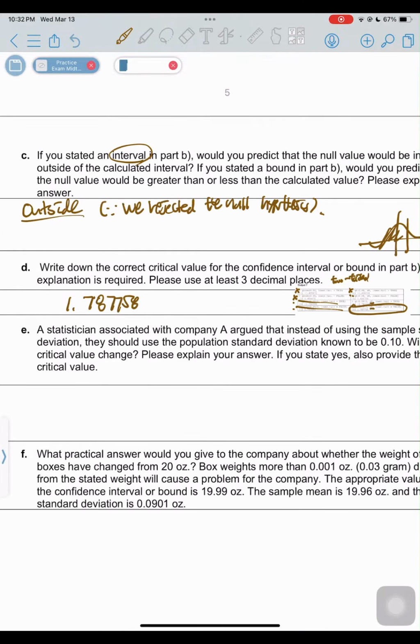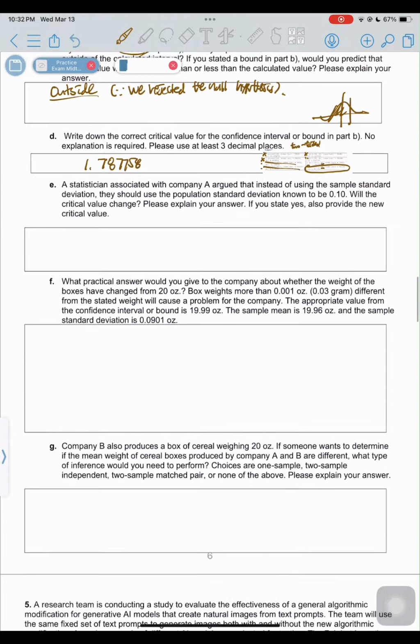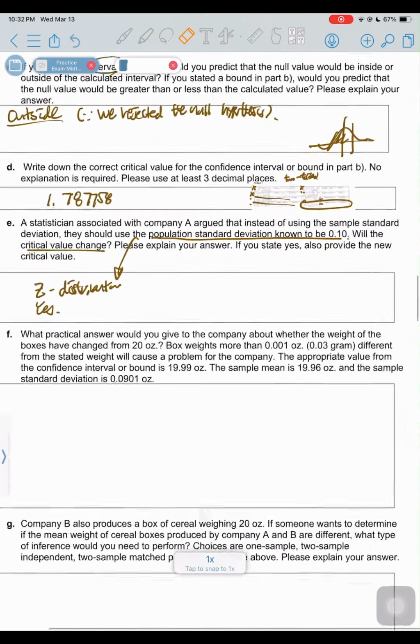Okay, this question E asks: a statistician associated with company A argued that instead of using the sample standard deviation, they should use the population standard deviation known to be 0.1. So if you use the population standard deviation, this will change into a Z distribution, since the Z distribution deals with the population standard deviation. So that will change the critical value, yes.